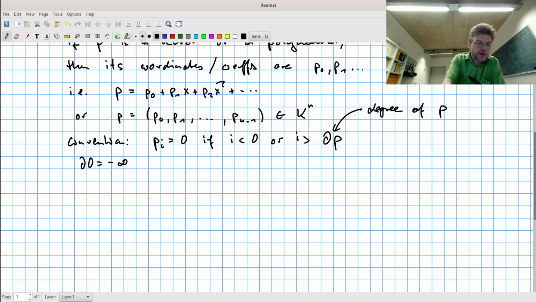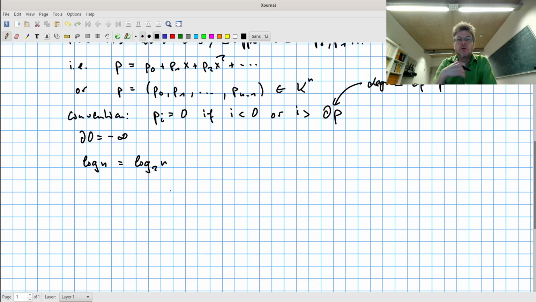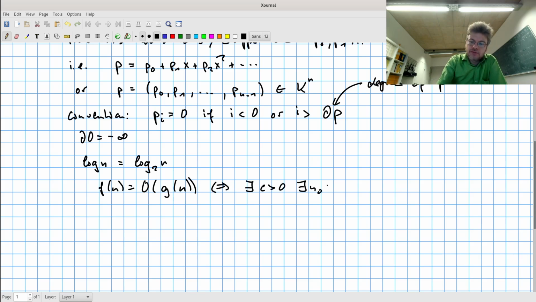And when I write log n, then I usually mean the log to base 2. And we will talk about complexity, we will talk about how much things cost. So we will express this in terms of the O notation that you surely have seen in other courses already. So we will write f of n equal to O of g of n, with the meaning that there exists a c positive and n0 also positive, such that from n0 on, the f is bounded in absolute value by the g.